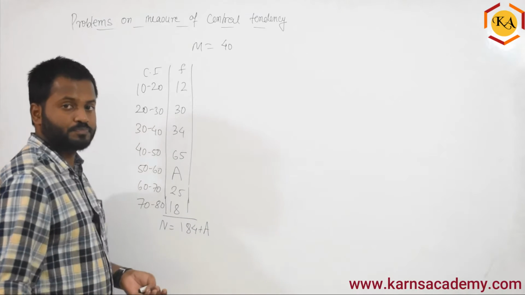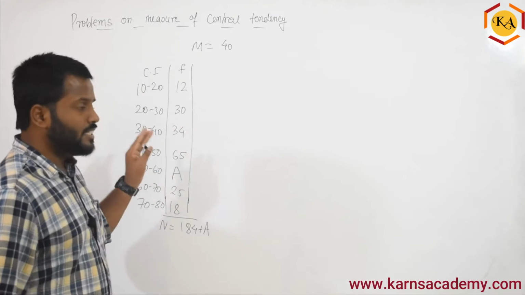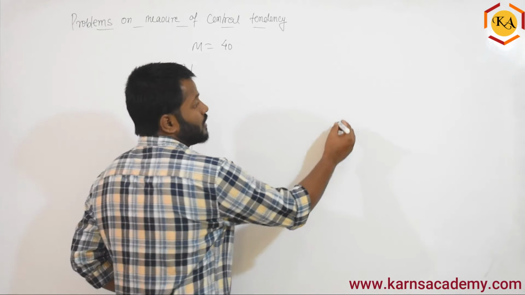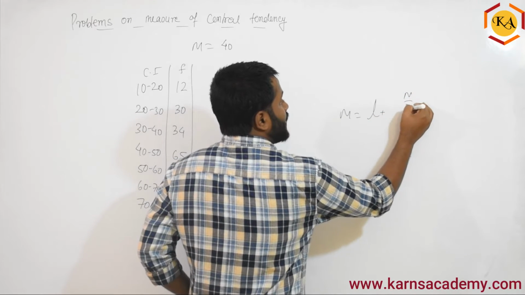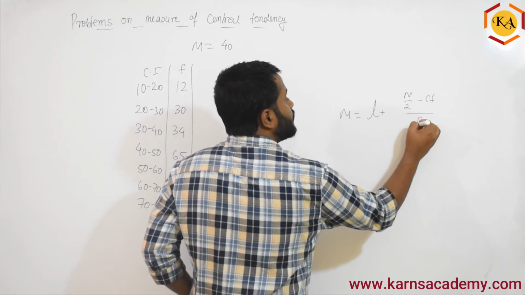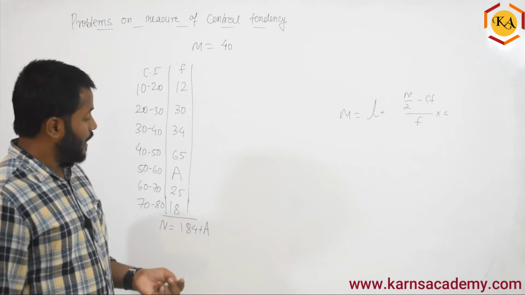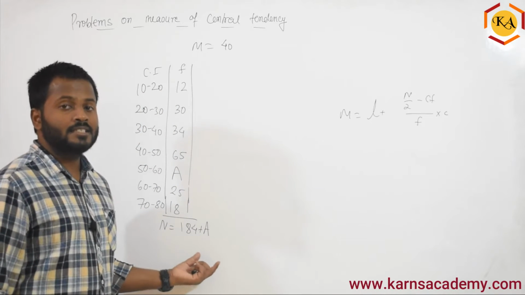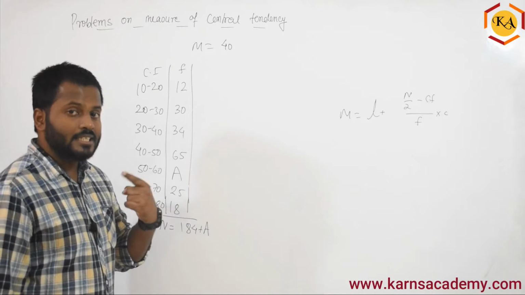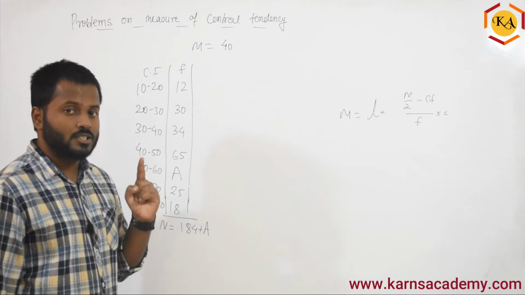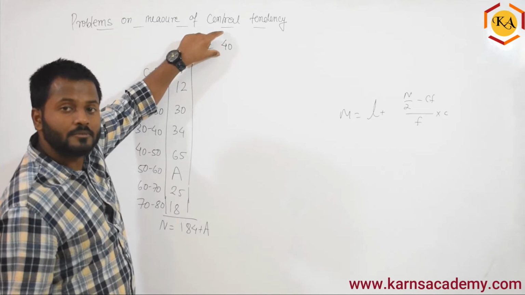This will be your n value, right? Since this is continuous data, what is your median formula? Your median formula is equal to L plus (n by 2 minus Cf) by f into c. Correct? But here we cannot find an exact n by 2 because we don't know the value of a. To overcome that condition, we are going to take help of this median.